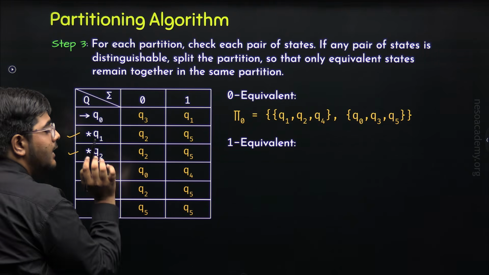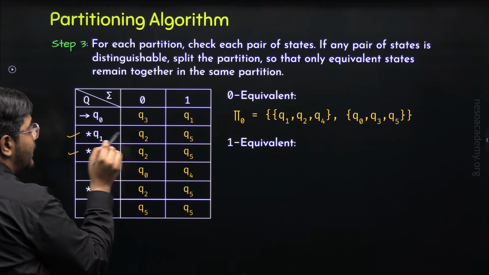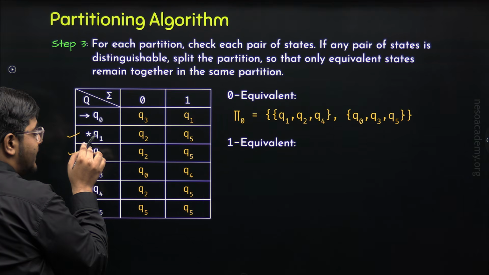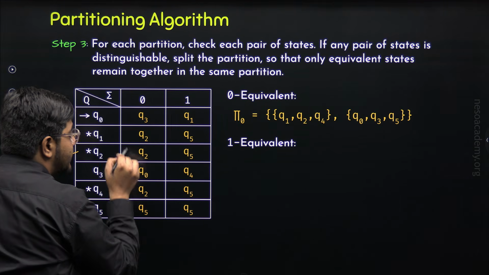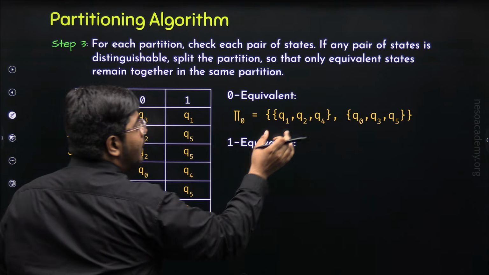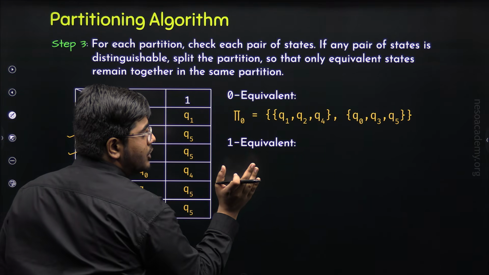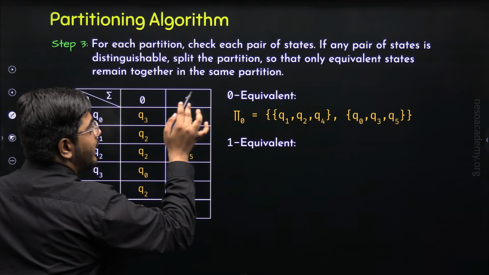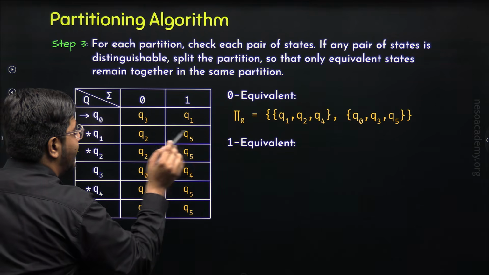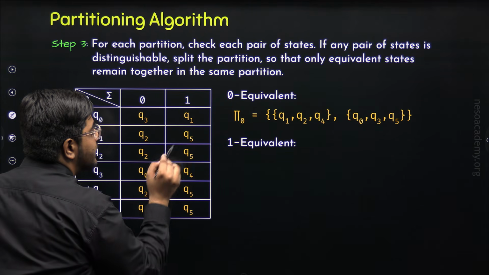For the input symbol 0, Q1 gives Q2 and Q2 gives Q2. So basically Q1 and Q2 give the states Q2 and Q2. Now Q2 and Q2 belong to the same partition. Now we will check for the input symbol 1. Q1 on 1 gives Q5 and Q2 on 1 gives Q5.